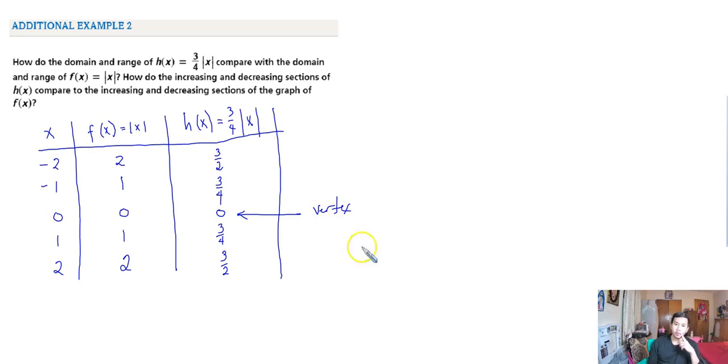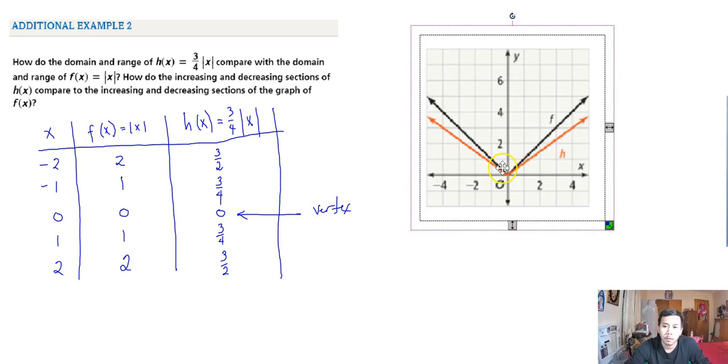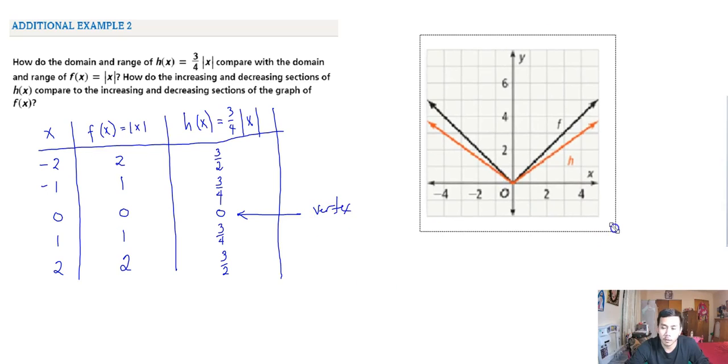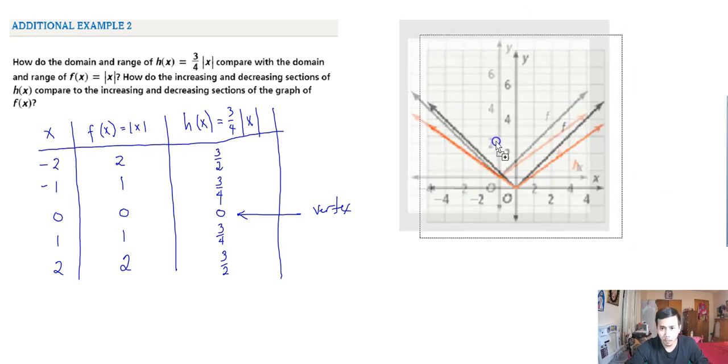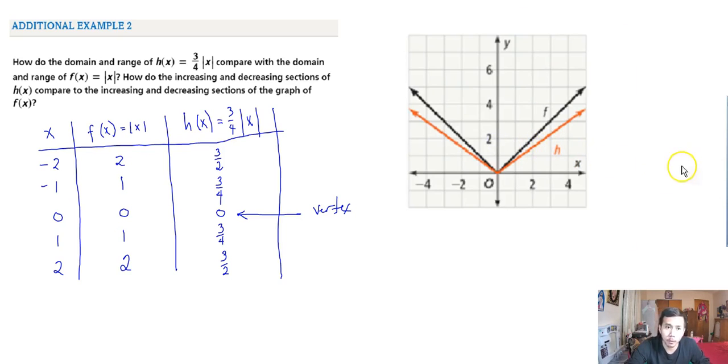So if you are going to graph, it looks like this. This is the graph of our two functions. The red will be your h and your black will be your f. Now let's determine the domain and the range, and we'll answer the question. The domain and the range of f of x and h of x are all the same. I'll repeat that and write it here.